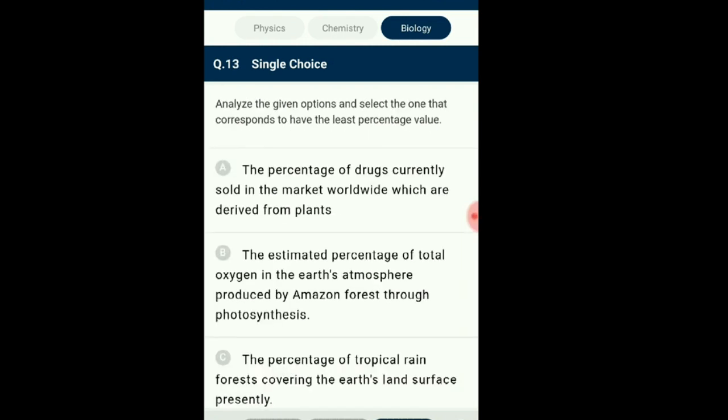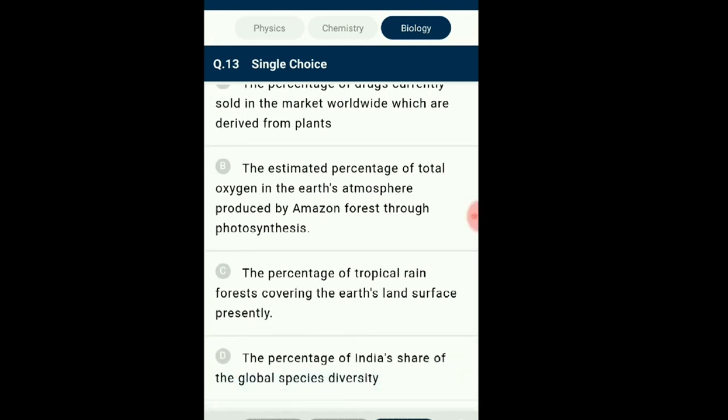Analyze the given options and select the one that corresponds to the least percentage value. Once covering more than 14% of the Earth's land surface, these rainforests now cover no more than 6%. Although India has only 2.4% of the world's land area, its share of the global species diversity is an impressive 8.1%. More than 25% of drugs currently sold in the market worldwide are derived from plants. The Amazon forest is estimated to produce through photosynthesis 20% of the total oxygen in the Earth's atmosphere. So the answer for this question is option C.